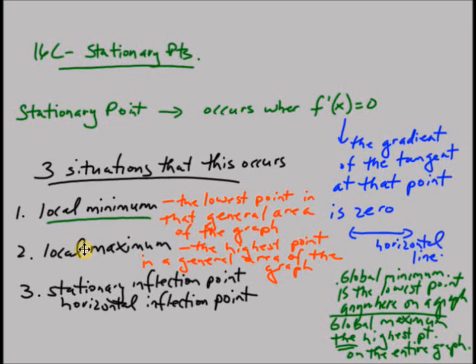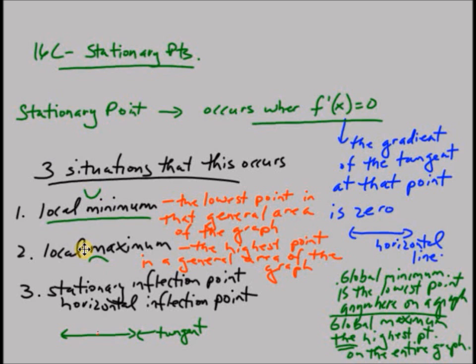So we know that a local minimum is going to be in this kind of a shape on the graph, and a local maximum will be in this kind of a shape on a graph. The third case, stationary inflection point. Again, we're still talking about when the derivative is 0. So the slope of the tangent at that point is 0. So the tangent is still a horizontal line. But it's not showing a local minimum or a local maximum. It's an inflection point, which means that the shape of the graph is changing.